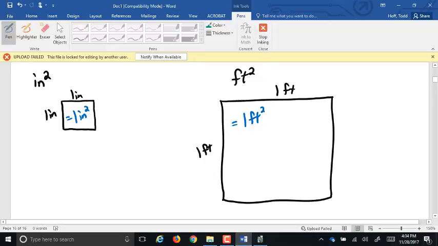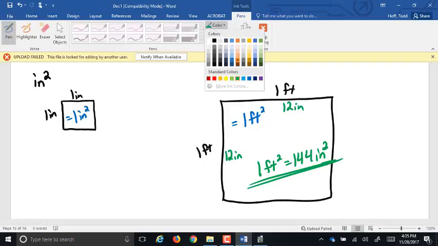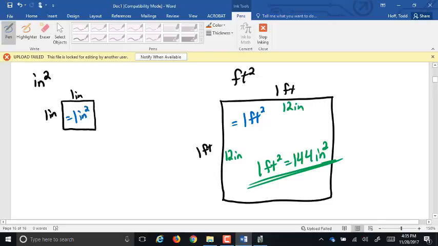Something that you can note from this, 1 foot is 12 inches. So 1 square foot is 12 inches by 12 inches, or 144 inches squared. So if I am converting with areas, I have to remember, I'm not going from feet to inches. It's not 12 inches in a foot anymore, because we're not dealing with just feet and inches. We're dealing with square feet and square inches. It is 144 square inches in 1 square foot.